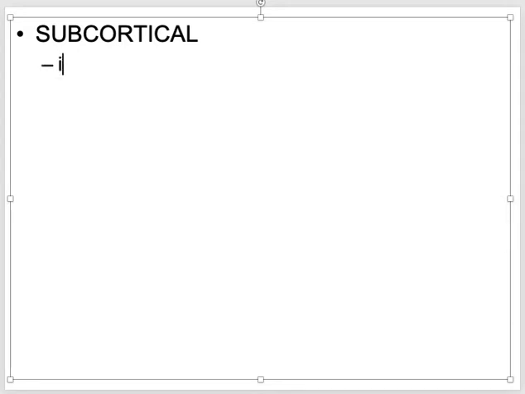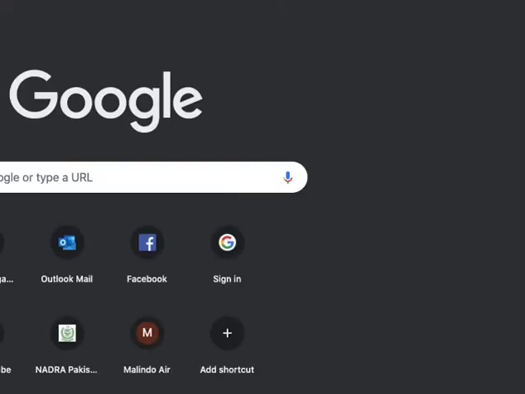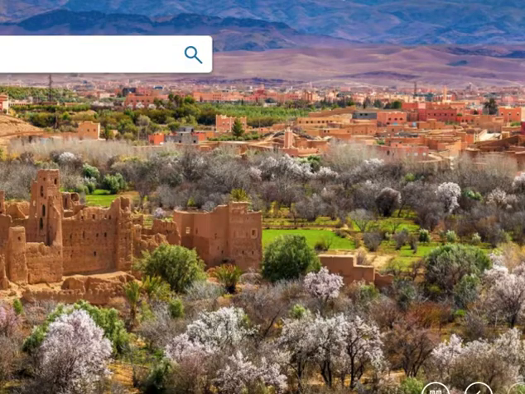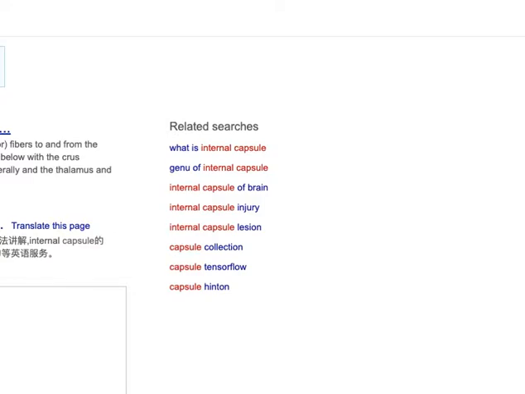For example, they supply the internal capsule, okay? They supply the basal ganglia, caudate, putamen, and all those things. And I showed you the thalamus, so they supply the thalamus as well. So now, what is the internal capsule? Again, it is very, very important to study neuroanatomy, guys. Like I told you from the first lecture, things will be hard if you don't know these things. But I can show you the internal capsule structure, how it looks.